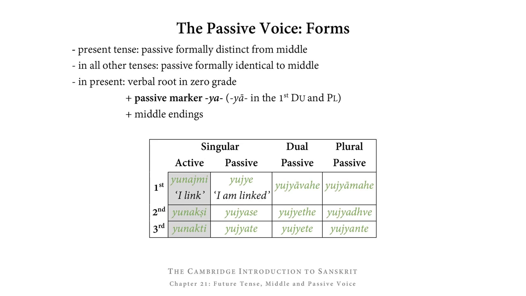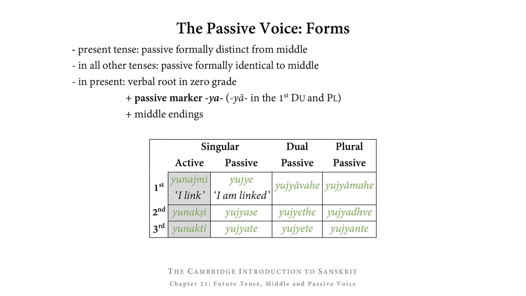Now, in the present, the passive is formed by taking a verbal root in 0 grade, plus a passive marker, ya, or in the first dual and first plural, that's actually yā, plus the middle endings that we were introduced to just now. To compare an active and a passive form, let's look at this table here, of yuj, meaning to link, we get the active forms yunajmi, yunakshi, yunakti. Yuj is class 7, and so in the strong forms it adds na into the root, and in the weak forms it adds n. Now in the passive, it doesn't matter at all what verb class a root belongs to.